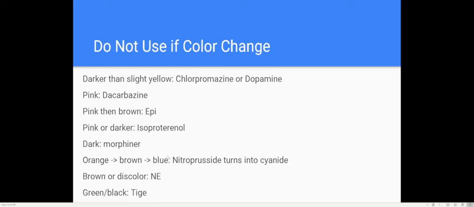Now, if nitroprusside turns blue, if it turns from orange to brown to blue, do not use it. Nitroprusside actually turns into cyanide. So that's bad, obviously. So make sure if your nitroprusside turns from orange, brown to blue, you should not give it and you get rid of it, however your institution gets rid of medications. If norepinephrine turns brown or discolors, get rid of it. Tigecycline, if it turns green or black, get rid of it as well. Don't use it.